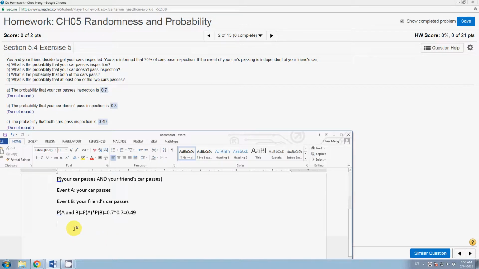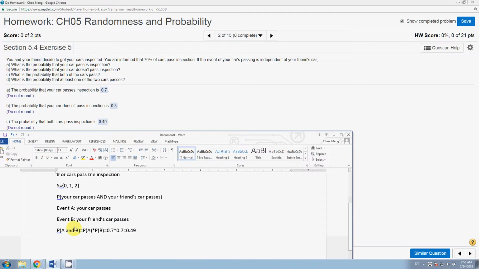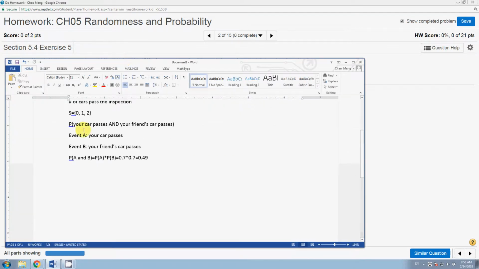So if we look at the sample space, if we go up, let me copy this sample space. So part D, let's work on part D. The sample space is 0, 1, and 2. It could be 0 passes, 1 passes, or two cars pass. Okay, so we are interested in the probability that at least one car passes.